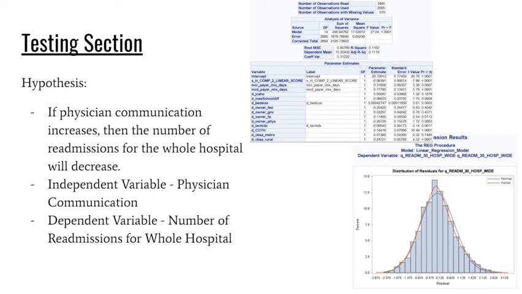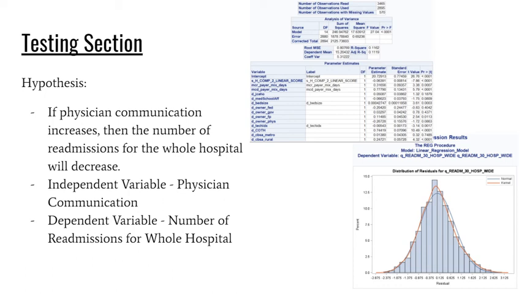So our hypothesis is if physician communication increases, then the number of readmissions for the whole hospital will decrease. Our independent variable was physician communication, and our dependent variable was number of readmissions for the whole hospital. After we did the regression, we found that our hypothesis was confirmed by the results, and physician communication was significant. We were able to determine that it was significant because the Pr value was less than 0.05. As physician communication scores increased by 1%, readmissions decreased hospital-wide by 0.06.